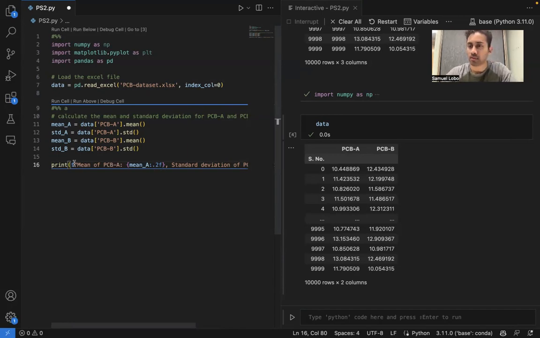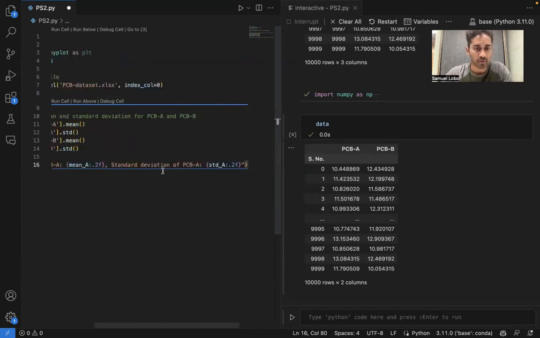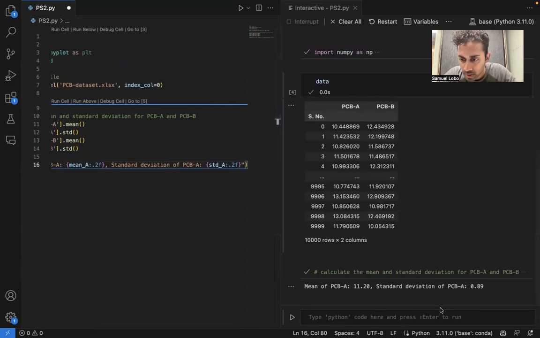I don't know if you guys have seen F strings before, but an F string is a fancy way to insert a variable within a string. Copilot filled this in for me. So the string is mean of PCB A, colon, etc. It'll insert this value to 2 decimal points. That's what this .2f stands for. Let's just see if it works. Okay, it seemed to work correctly.